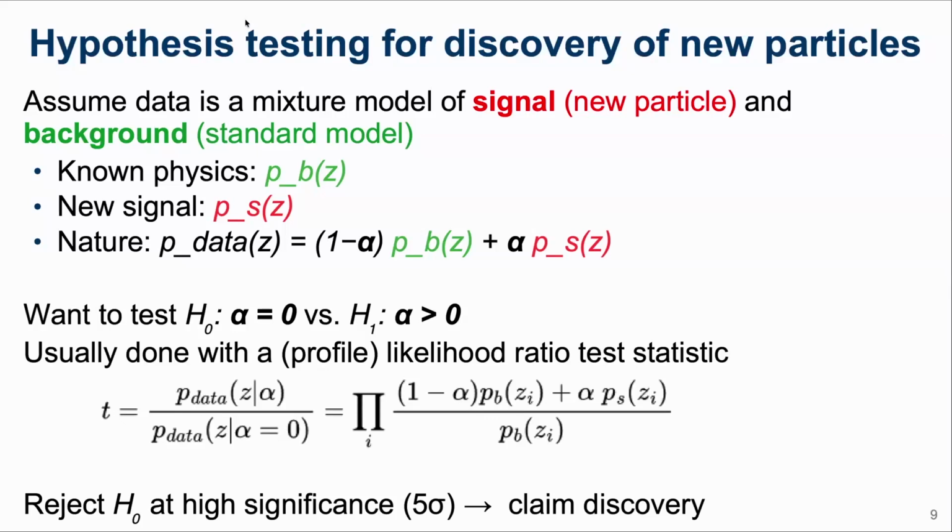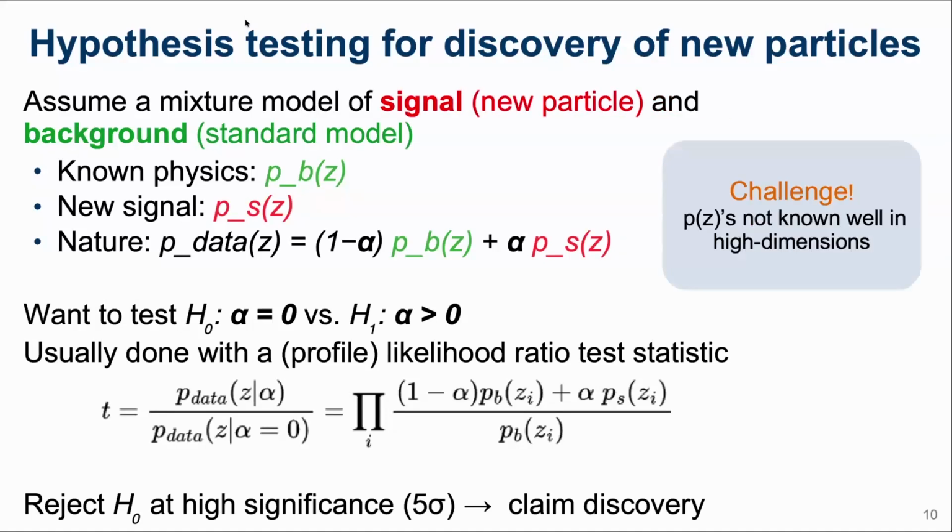This is normally done with a likelihood ratio test statistic where you're comparing alpha not 0 versus alpha 0, and you profile for nuisances and stuff like that. This is a high stakes claim that we would like to make if there is a new fundamental particle. So we require really high statistical evidence to be able to make claims like that, 5 sigma.